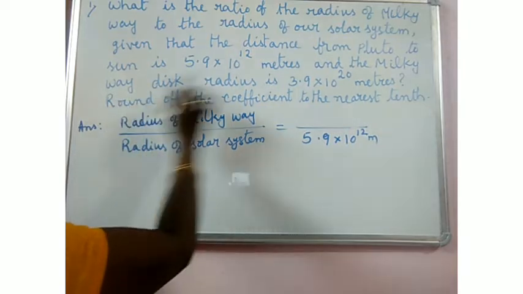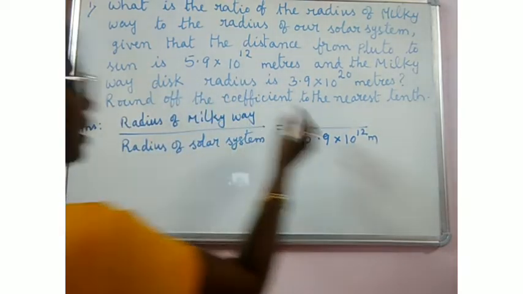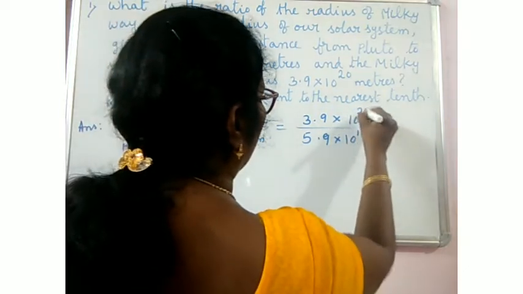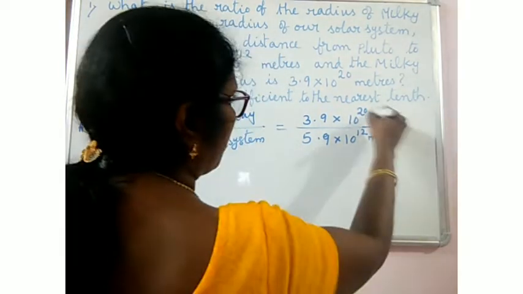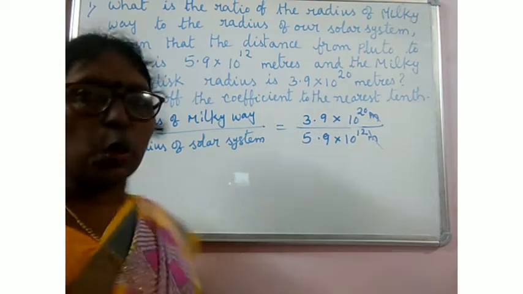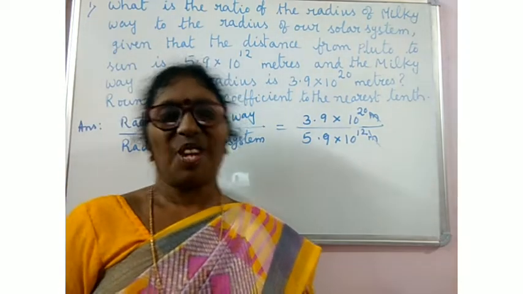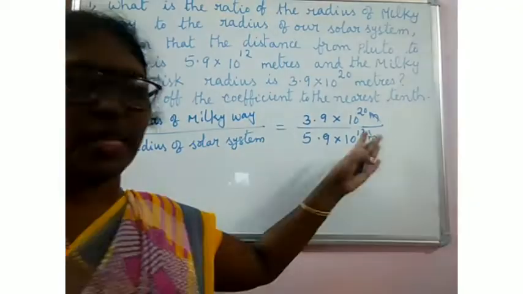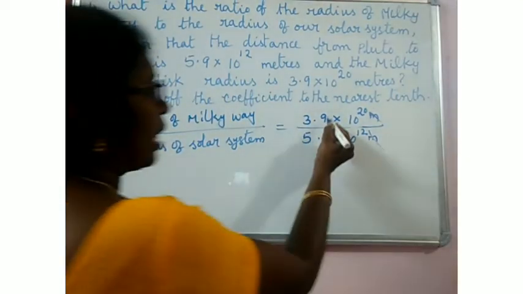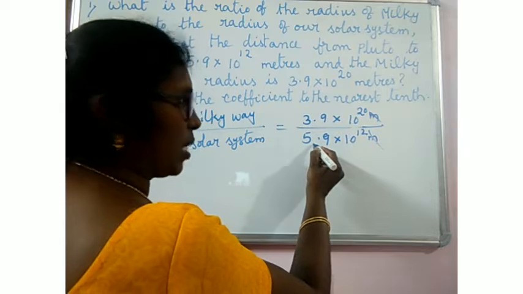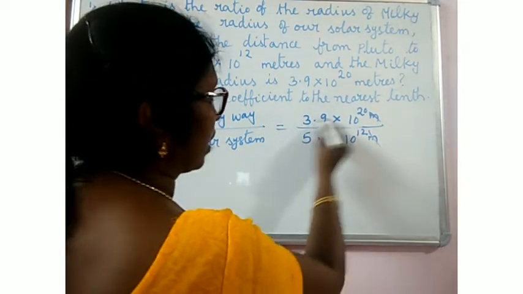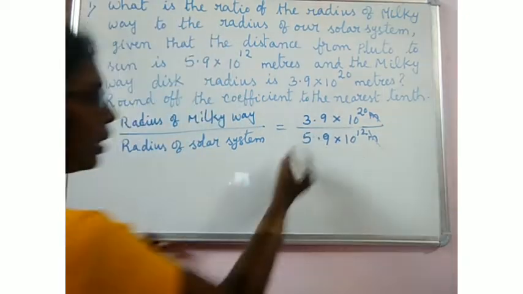And the Milky Way disk radius is given, that is, the radius of the Milky Way is 3.9 into 10 to the power 20 meter. Here meter will be cancelled. You know the ratio has no unit because we compare two quantities of the same kind, of the same unit. Same unit cancelled. Here after 1 plus decimal, here after 1 plus decimal, so the point also can be cancelled. We can take it as 39 by 59.